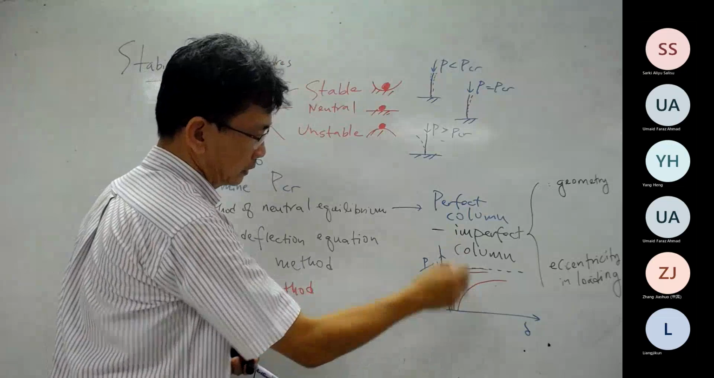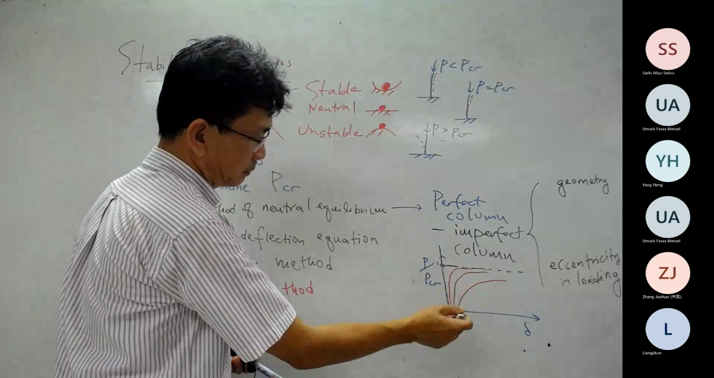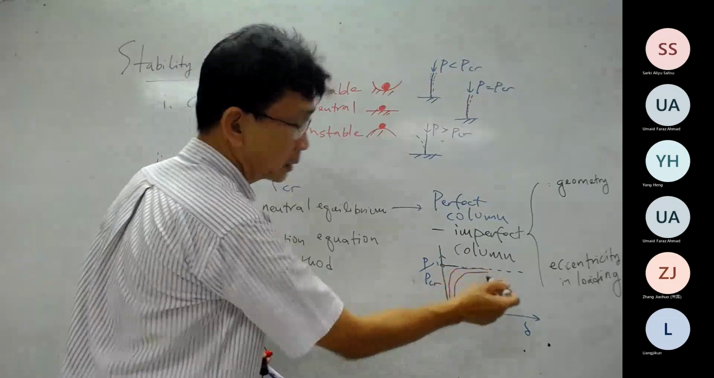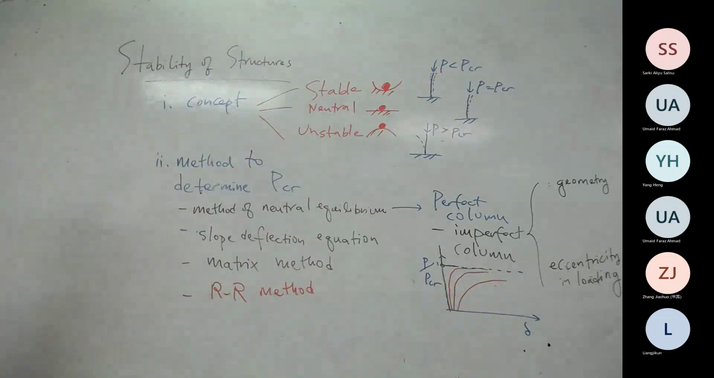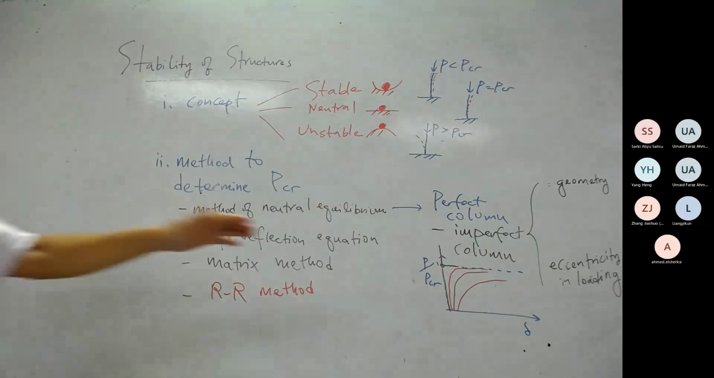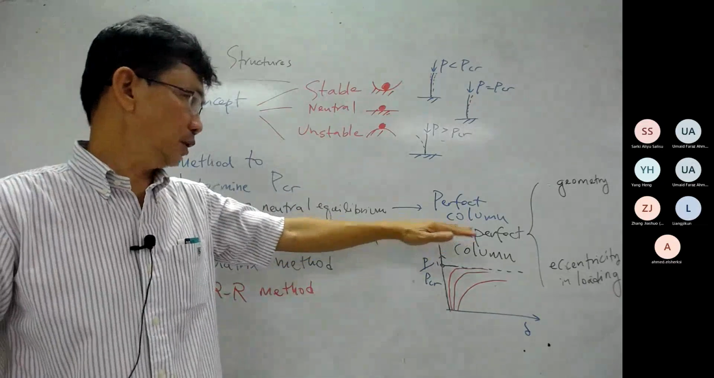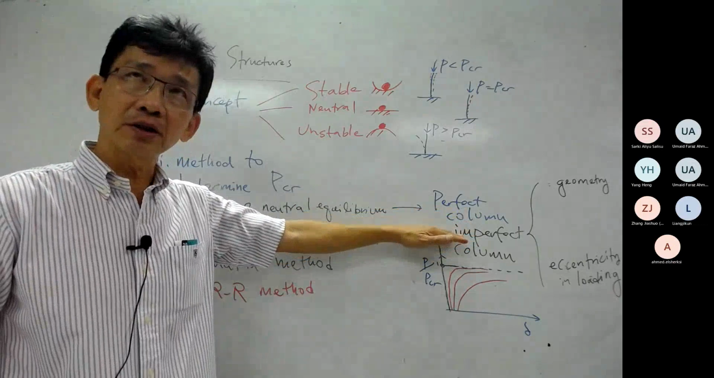And for the imperfect one, immediately you apply loading, immediately the P is non-zero, you get bending. So that is also one thing that I cover, and you are expected to know the difference between the behavior of perfect and imperfect column.